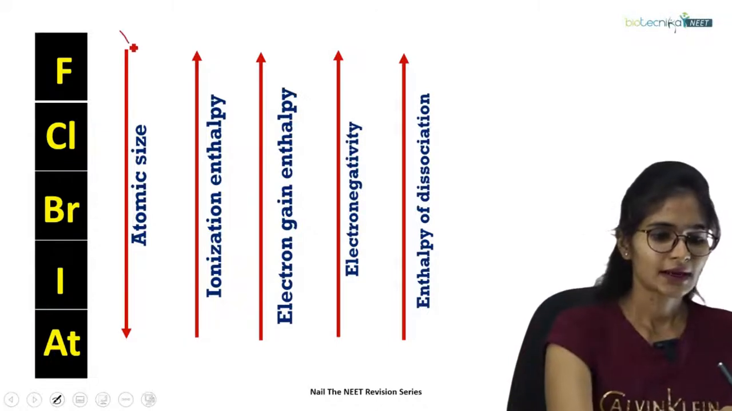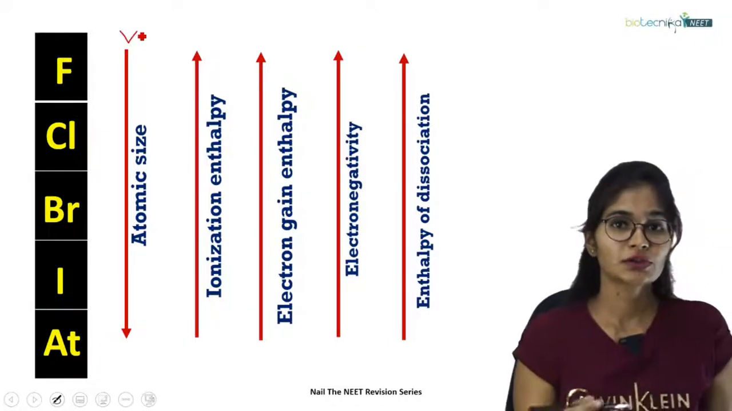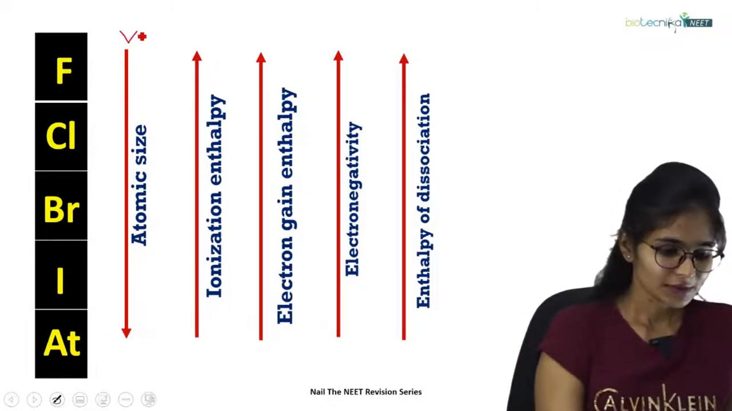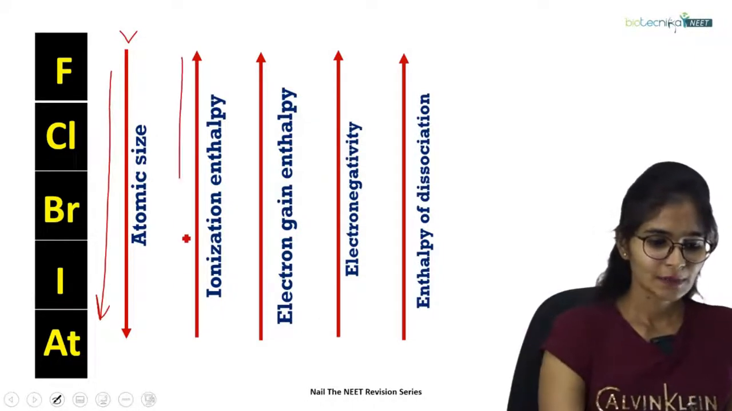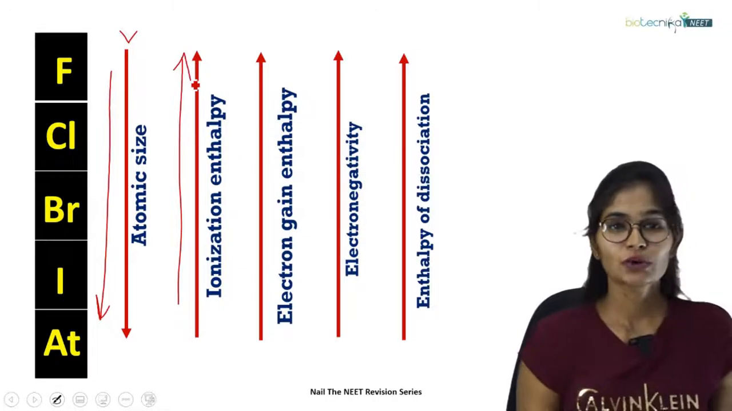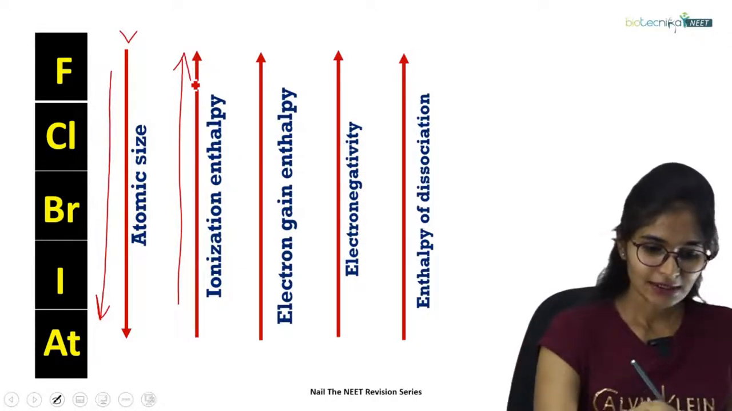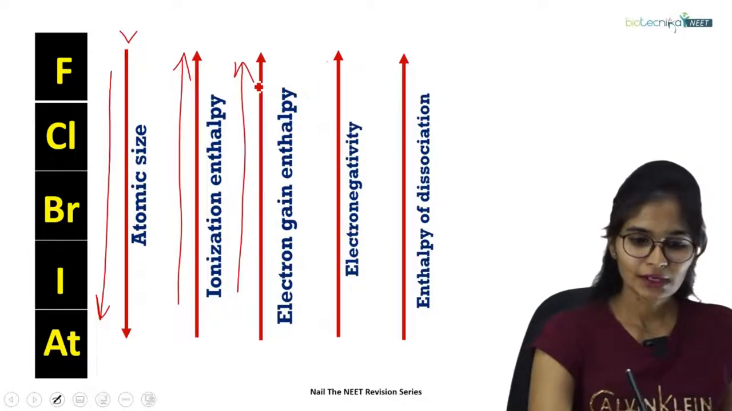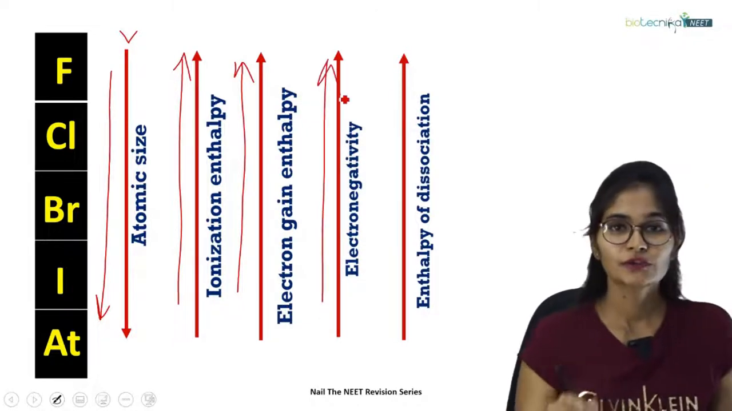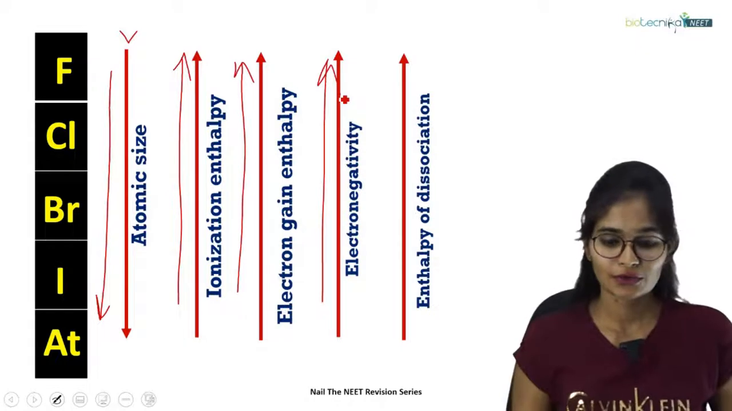So firstly, their atomic size. I have shown it with respect to its increasing order. Atomic size increases down the group, while ionization enthalpy increases towards fluorine, electron gain enthalpy again is towards fluorine, and electronegativity again is towards fluorine. Why? Because fluorine is the most electronegative.